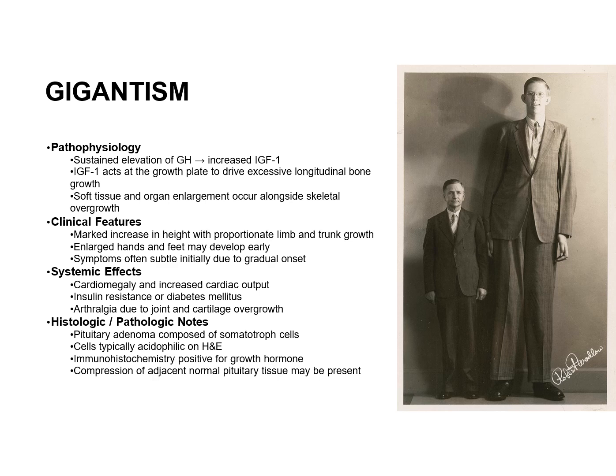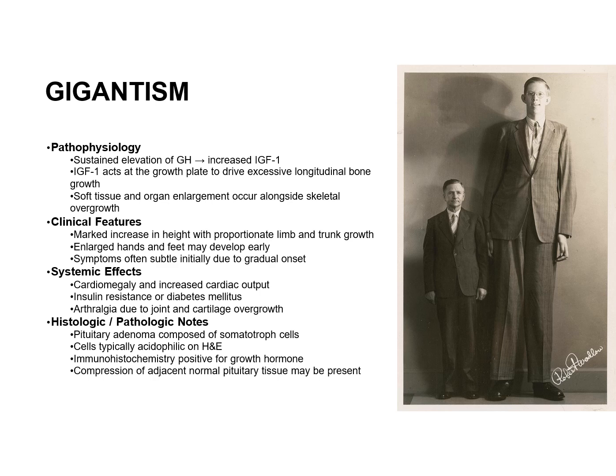Now let's rewind the clock. Giantism occurs when growth hormone excess develops before epiphyseal plate closure, typically in childhood or adolescence. Here, IGF-1 acts directly at the growth plates, leading to excessive longitudinal bone growth. That's why patients are not just tall, they are proportionately tall.